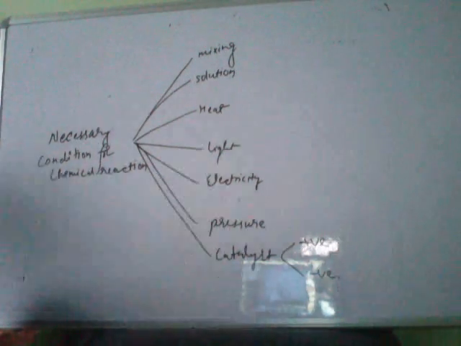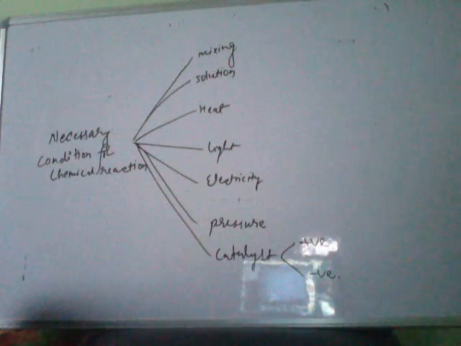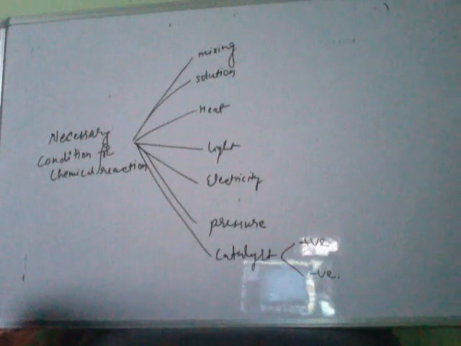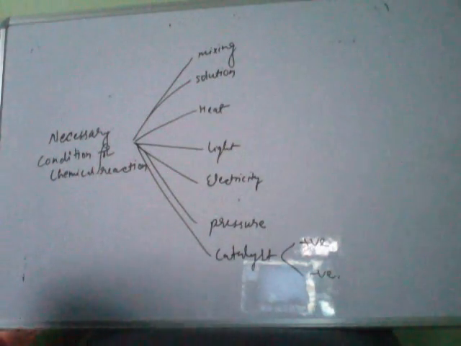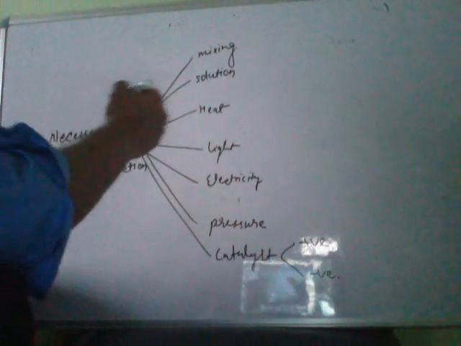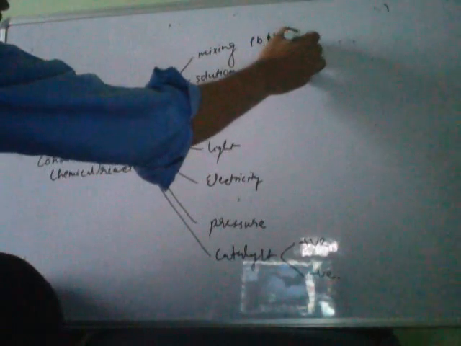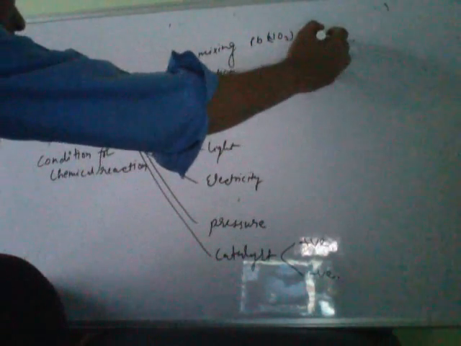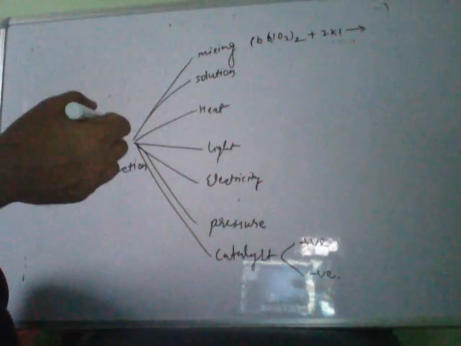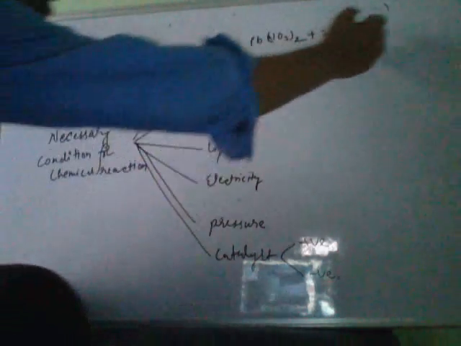Mixing means a chemical reaction occurs when two molecules mix together. When they mix properly, they will form the product. Otherwise, if they are not able to mix properly, they will not be able to form the product. For example, here we are taking Pb(NO3)2 and we are treating it with KI. So we will be able to form the products potassium nitrate and PbI2.